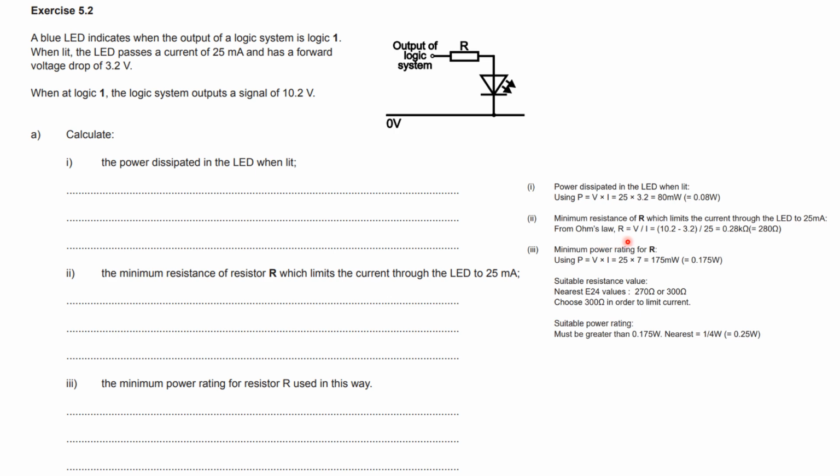Okay, so the minimum resistance to limit the current to 25 milliamps, so Ohm's law then. So if we know the voltage across there is going to be your 10.2 minus your 3.2. Okay, and that's this bit here. And then obviously we know R is V over I, so that voltage divided by the current gives me 0.28 kiloohms or 280 ohms. Okay, and then the power rating, power is V times I. So if we know the voltage is 7 volts and we know the current is 25 milliamps, it will come out in milliwatts.